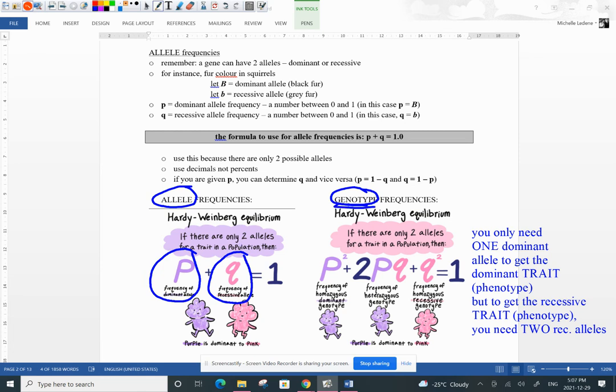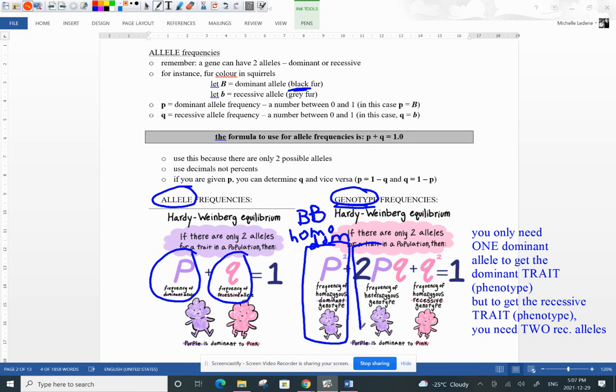Then the genotype equation is P squared plus 2PQ plus Q squared is equal to 1. So remember how I said I was going to talk about what each term represents? Well, the P squared represents every individual in the population who has two copies of the dominant allele. So if this was a squirrel, we would be talking about the big B squirrel. These are all the homozygous dominant squirrels. And according to our little legend up here, that means those squirrels have the black fur-colored phenotype or trait.